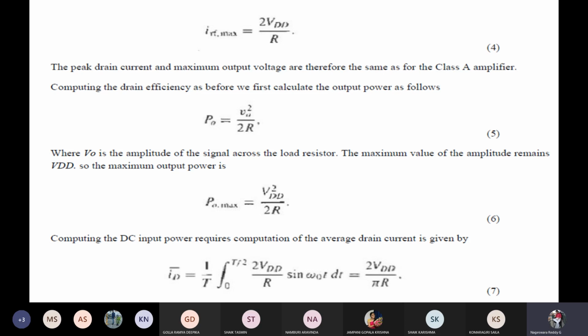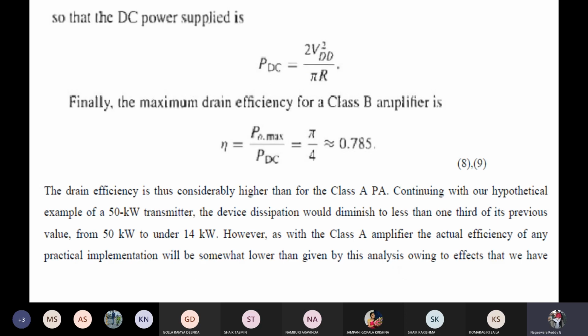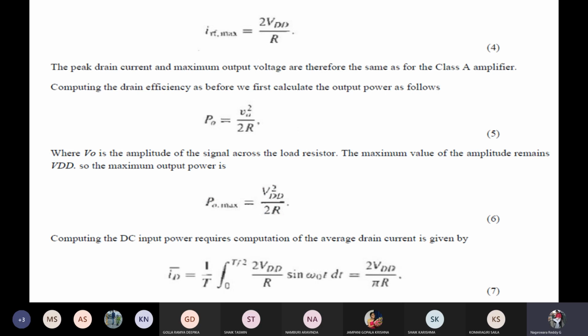This is only the drain current, not the output, not the input power. So for the input power, what is the input power? That is the PDC. The input power supplied is PDC is equal to 2 VDD square by pi R. So the maximum drain efficiency of class B amplifier, what is the formula? Output power, P naught maximum by PDC. So what is the P naught maximum? P naught maximum is equal to VDD square by 2R.